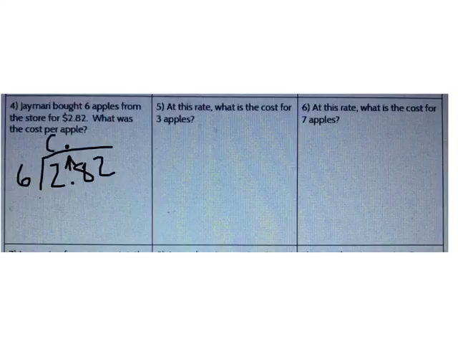6 doesn't go into 2, so I need to put a 0 in the ones place. 0 times 6 is 0, and I can subtract to get 2. And then bring down my 8 to divide in the tens place. How many times does 6 go into 28? 6 goes into 28 4 times. What's 4 times 6? 4 times 6 is 24. When I subtract, how much is left over? There are 4 tenths left over.